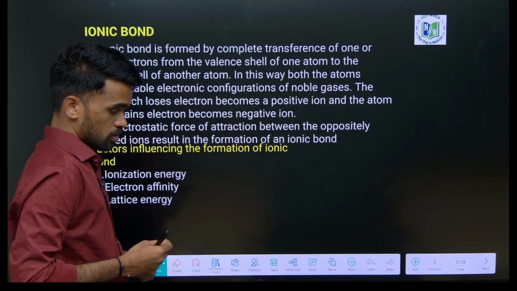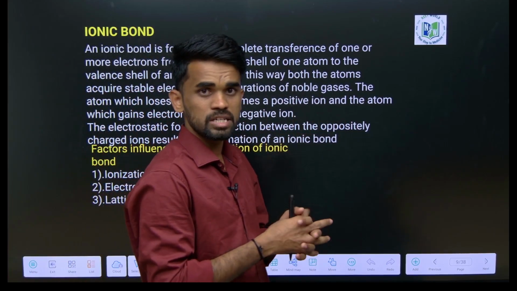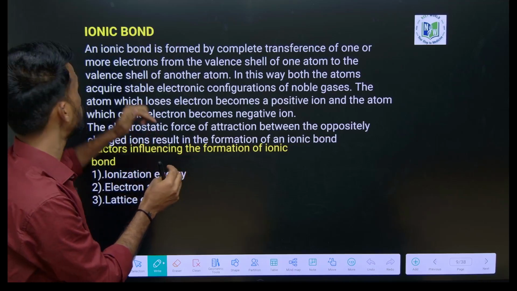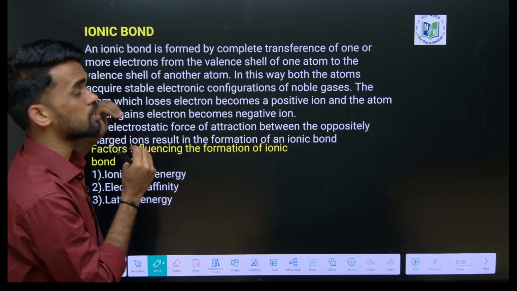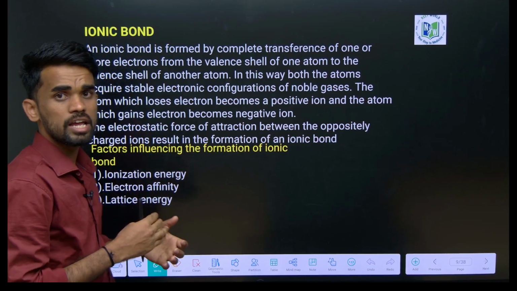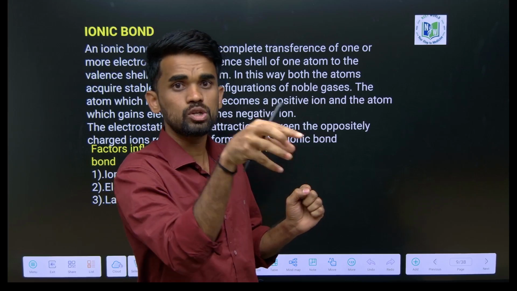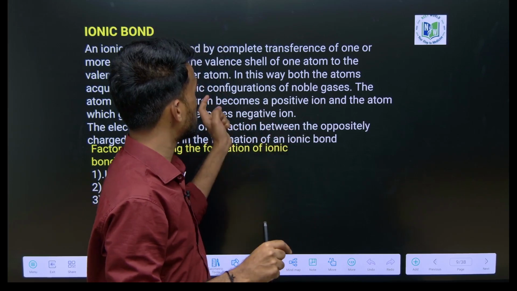Now we have seen the basic version, that is the Lewis dot structure. Let us go into the types of bonds. The first one is the ionic bond. This ionic bond is formed by complete transfer of electrons, generally from a metal to a non-metal. Okay, from a metal to a non-metal.